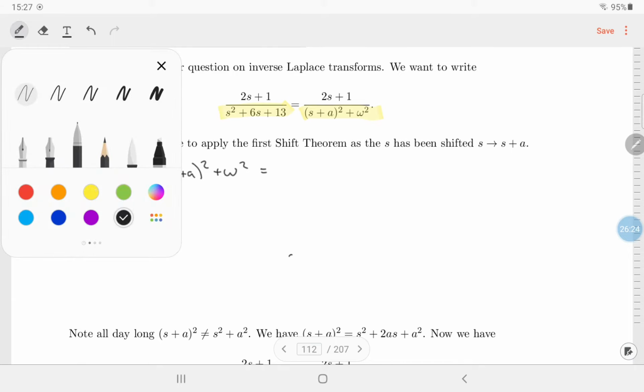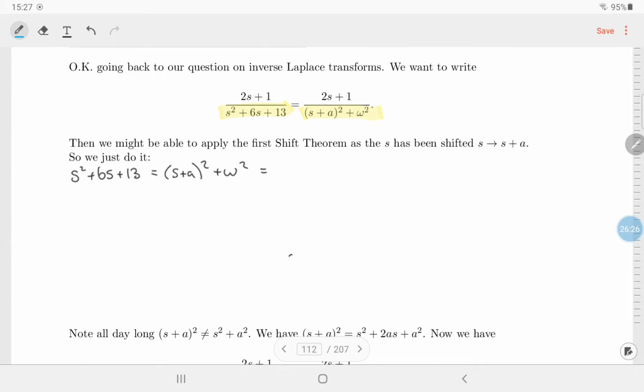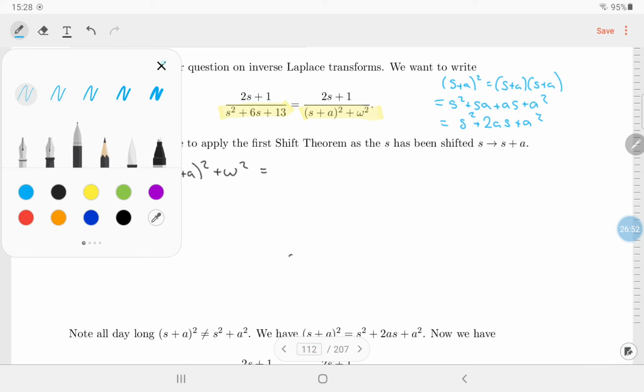I mean, really, I'll do it here, but at this stage you're in third year. S by s is s squared, s by a is as, a by s is as, plus a by a is a squared. And because these are numbers, sa and as are the same. So you have s squared plus 2as plus a squared, just in case you're wondering where this is actually coming from.